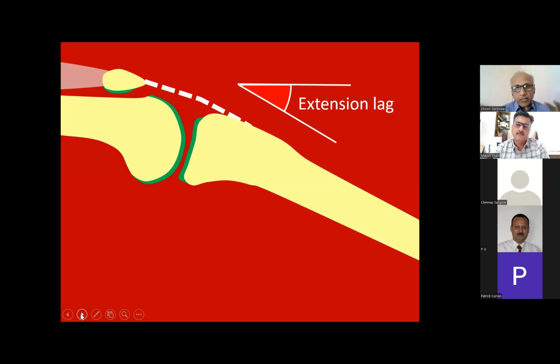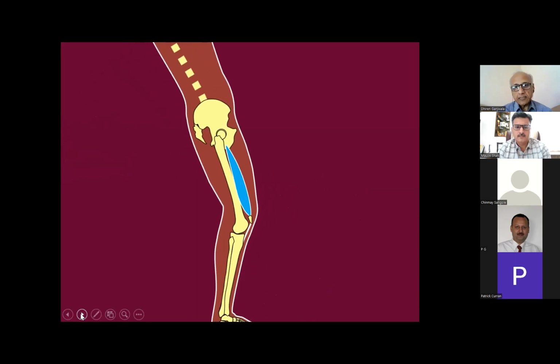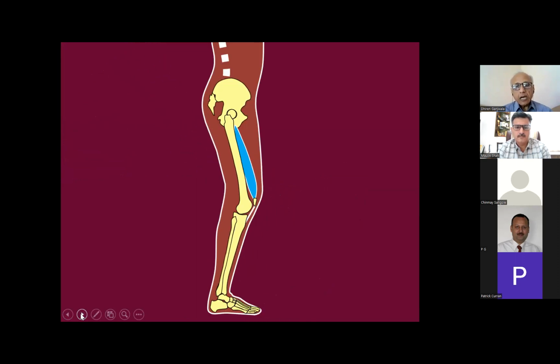Now, let's understand how this leads to a problem. If this is a person with an extensor lag, when this person becomes upright for walking like this, the knee remains in flexion because the quadriceps cannot extend the knee joint. So again, the person keeps the knee joint in flexion, and that is what crouch gait is.